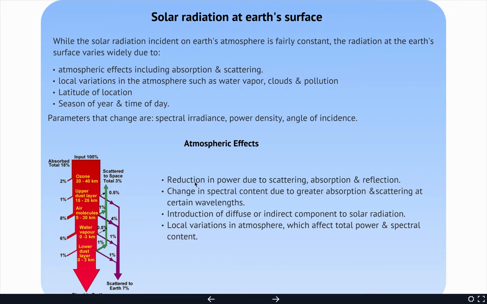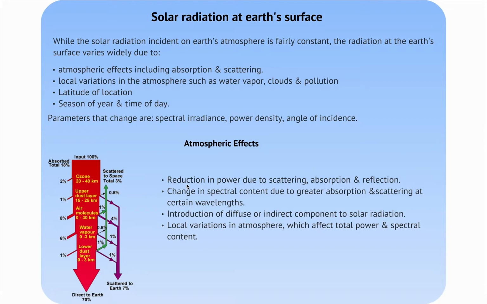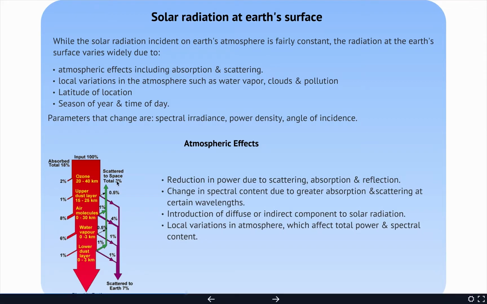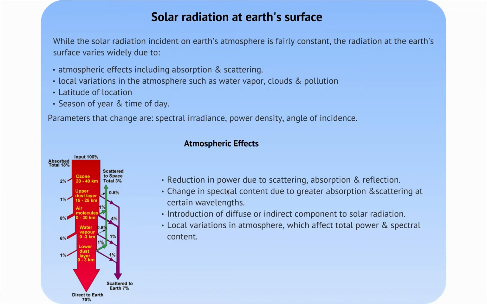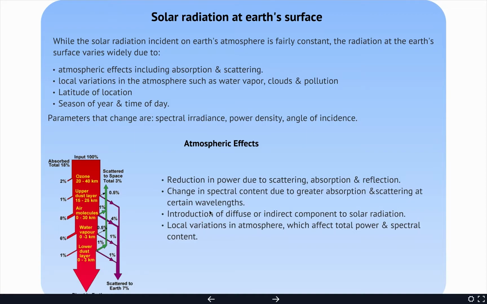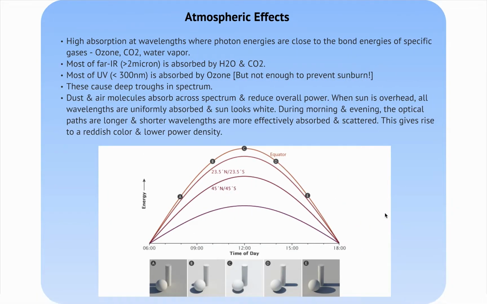Okay. So the reduction in power is due to scattering, absorption, reflection, and change in spectral content. So this not only affects power, but also changes the spectrum. Different colors can scatter differently, which is the reason why our sky looks blue, right? It's not black. If you go, for instance, to the moon, the sky will be black because there's no scattering. This is due to greater absorption and scattering at certain wavelengths. Introduction of a diffuse or indirect component of solar radiation can affect the spectrum as well. Local variations in the atmosphere can also affect power and spectral content. So it can be fairly complex.